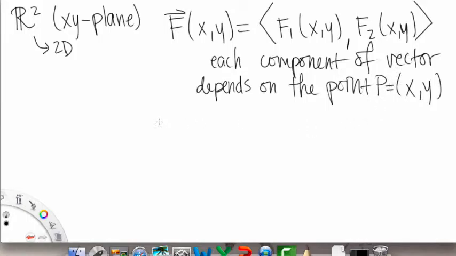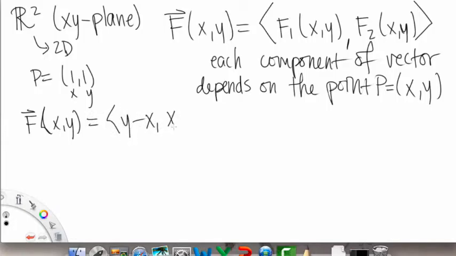Alright, so let's say, for example, I'll just do a little quick example here. So let's say our point is (1, 1). Round brackets. Hold on, let me start over. So P equals (1, 1). Alright, so this is our x and that's our y, like normal coordinates, right? And let's say our given vector field is F of x comma y equals y minus x comma x. So in a problem, they'll give you the vector field, and then they'll tell you to plug in a point or find the vector at that point or something like that.